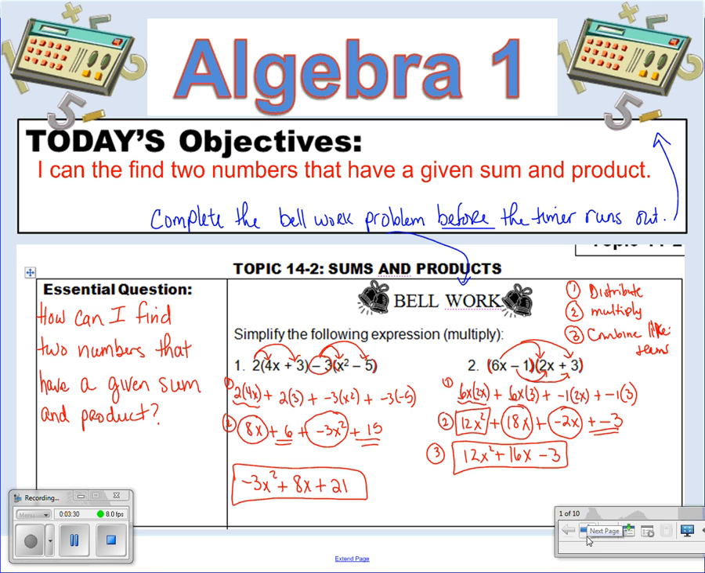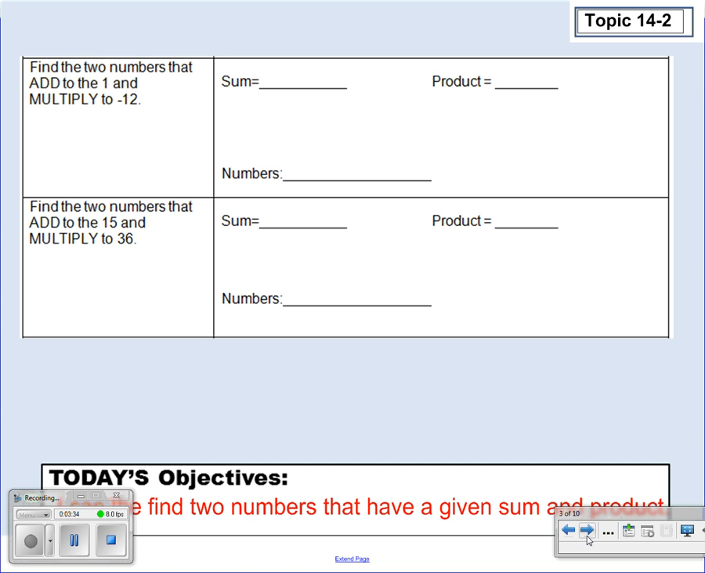So now, let's figure out how we can find two numbers that have a given sum and a product. Our first example is we want to find the two numbers that add up to 1 and multiply to -12. So our sum is what it adds up to. It needs to add up to 1. Our product is what it means to multiply to. So it needs to multiply to -12. We're looking for two numbers.